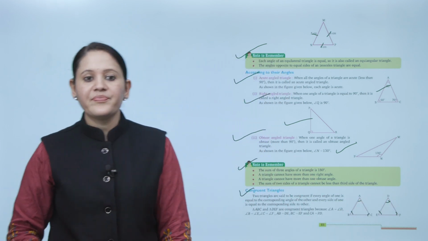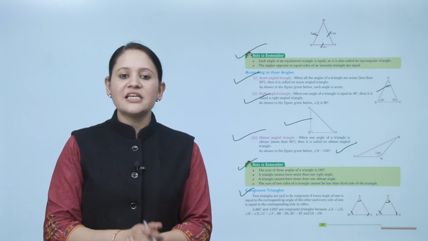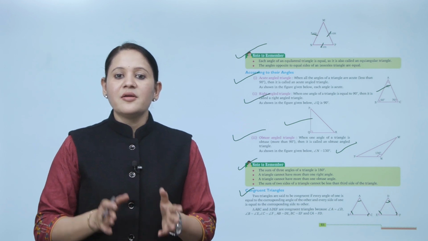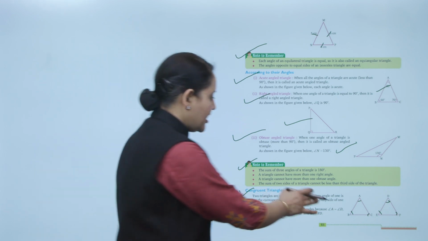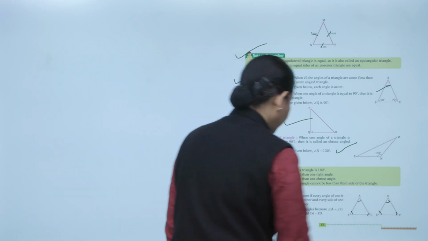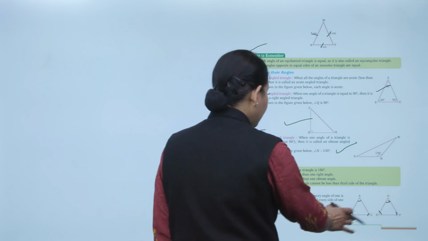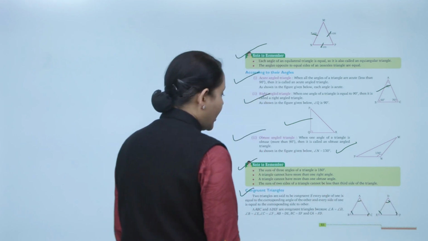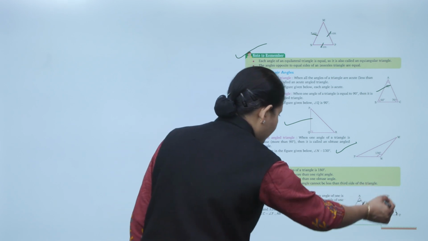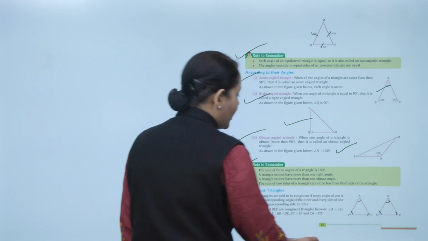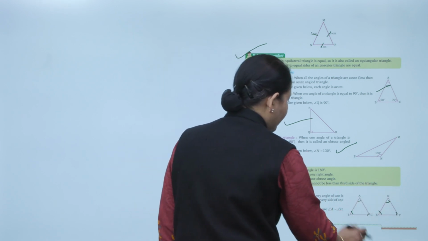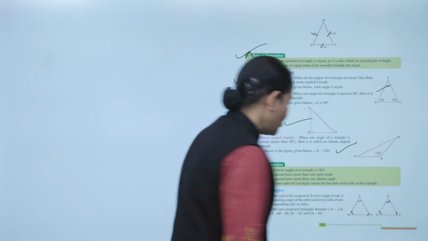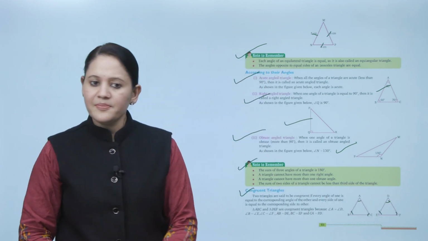congruent triangles. Triangle ABC and DEF are congruent triangles because angle A equals angle D. Clear? Angle B equals angle E and angle C equals angle F, and AB equals DE, and BC equals EF, and AC equals FD. Clear?